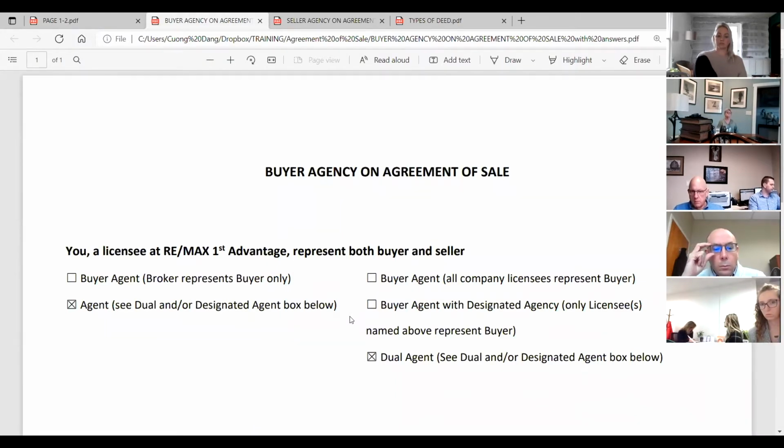Buyer agency on the agreement of sale. So the first scenario I have is you, a licensee at RE/MAX First Advantage, represent both buyer and seller. In this case, on the left side, the broker is a dual agent because they represent both the buyer and seller through you. Does everybody understand that? And then since you represent both the buyer and seller, on the right side, at the very bottom, you're a dual agent.